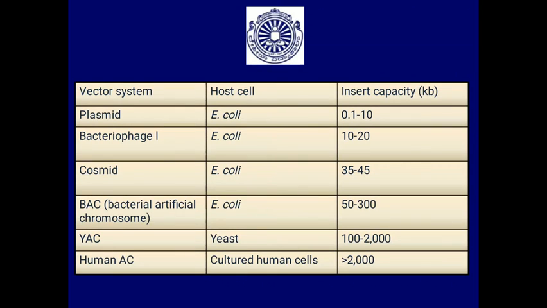So this is for you to remember: the plasmid can accept only about 10 kilobase pairs. The bacteriophage, 10 to 20 kilobase pairs. Then cosmid, 35 to 45 or 50. So this is what you can see. This is the advantage of using yeast artificial chromosome.